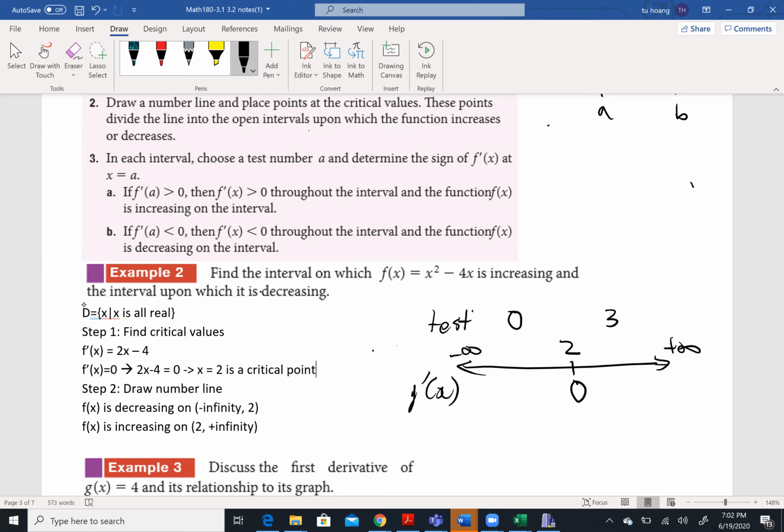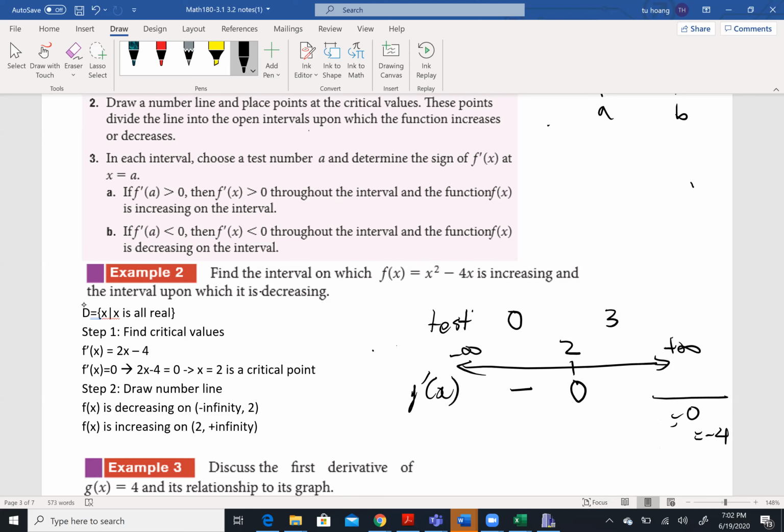Okay, so for x equals 0, I have f prime of 0. What is that? 2 times 0 is 0, minus 4, which is negative 4, right? So that is less than 0, which is negative, right?